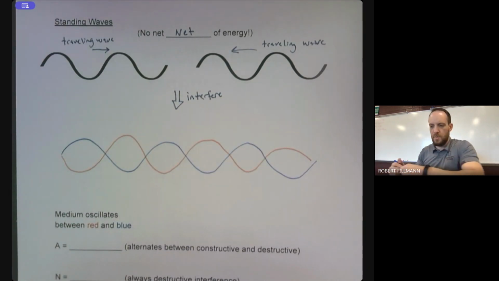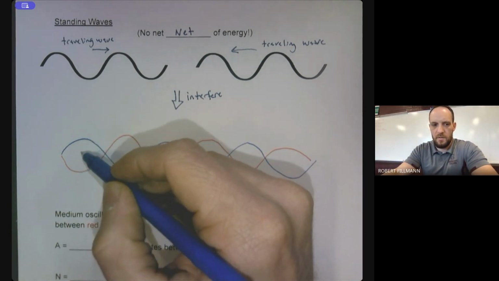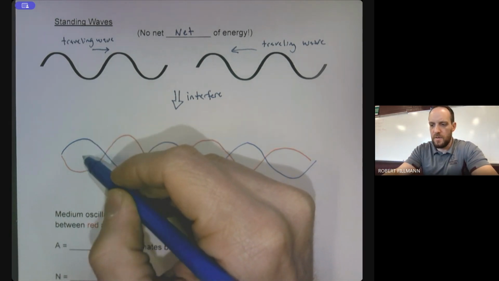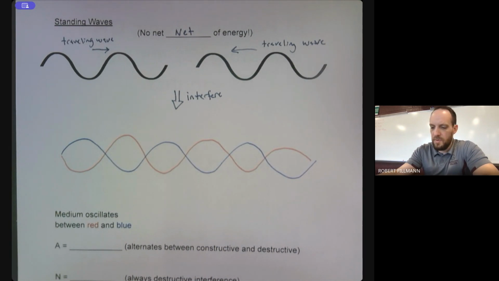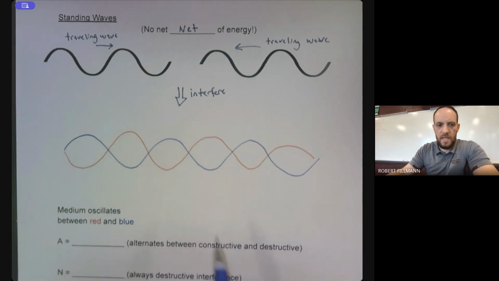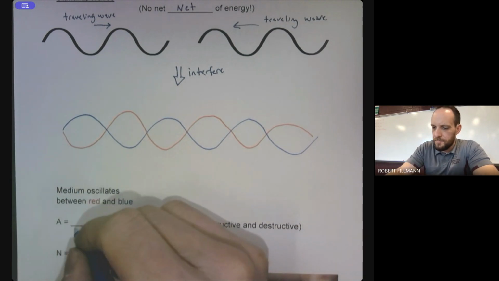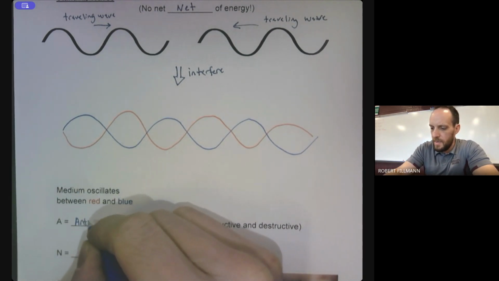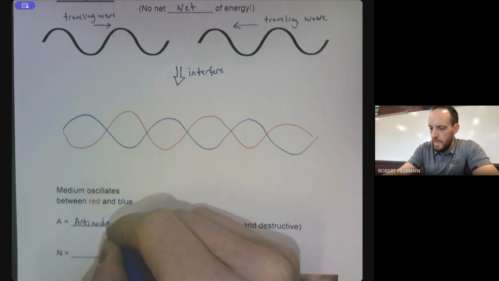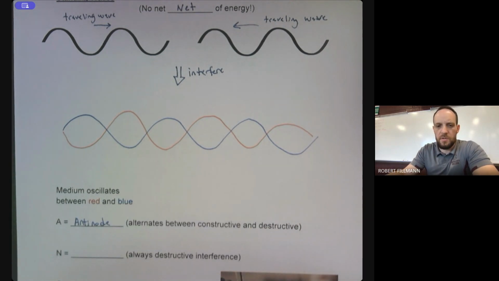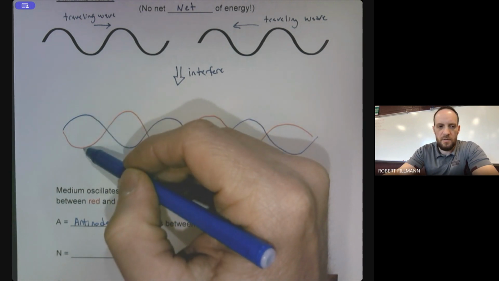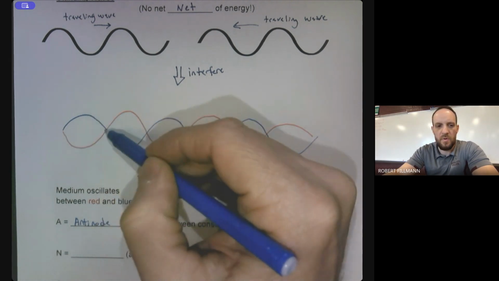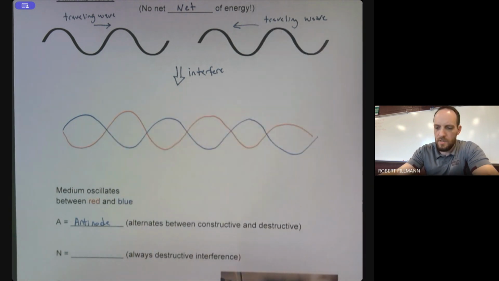There are going to be places where we get constructive and destructive, and the medium's moving up and down like this. And we're going to get places where, as it flips between the red and the blue, no change happens. There's no motion. So we can label these spots. You can see we've got a little key down here, A and N. A stands for antinode. An antinode is a place that alternates between constructive and destructive. Actually what I've drawn right here is both constructive up and then constructive down, and as it flips between the two, there's a moment where it goes flat, and that's the destructive.